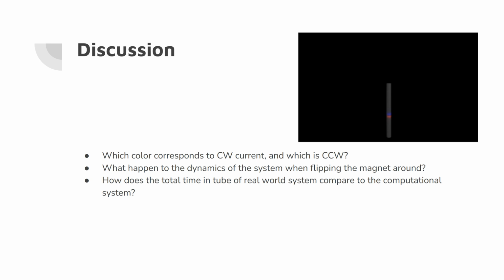The total time spent in the tube in the real world is about twice as long as the time spent in the tube for the simulation, and this could suggest that some error exists in the experiment, such as the magnet's dipole moment being incorrectly measured, or extra forces acting on the magnet in the real world, such as drag and also air resistance.